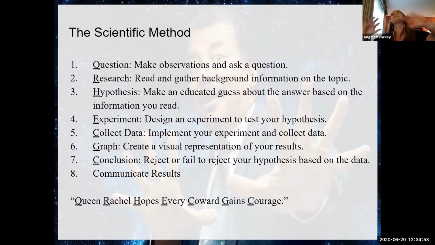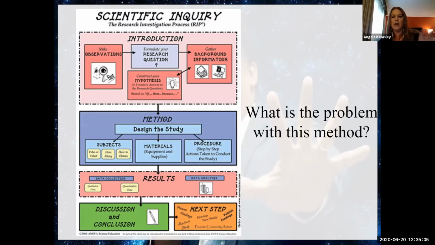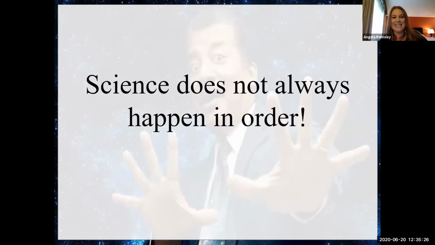So you've probably seen some version of this before, and this is generally how science is done, but here's a different method, looks pretty similar. But as a professional scientist, while this is generally how science happens, I want to caution you that there's actually a very big problem with the scientific method as presented in the 1, 2, 3, 4, 5, 6, 7, 8 process. What's the problem here? Science is messy.